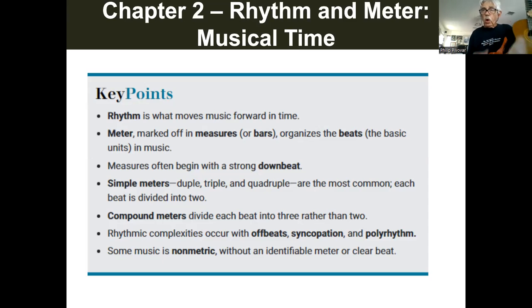So it would be 1, 2, 3, 4, 5, 6. 1, 2, 3, 4, 5, 6. So each big beat is divided into 3. It could be like this. And it actually has 9 beats, but they're in groups of 3, and it has 3 big beats that are divided into 3. So it's 1, 2, 3, 4, 5, 6, 7, 8, 9. 1, 2, 3. And we say that's compound meter. And I already told you about offbeats.